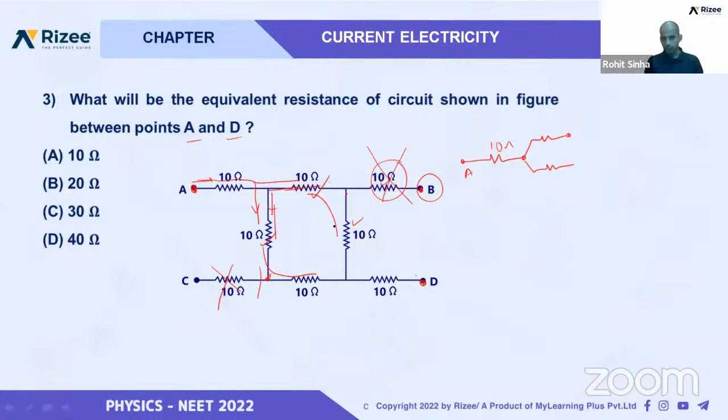This 10 ohm and 10 ohm are in series. That means we can say 20 ohm, 20 ohm, and they are in parallel. They are meeting here. Then again a 10 ohm resistance and we reach point D. Again a 10 ohm resistance and we reach point D here. You find the equivalent and you will get the answer. 20 and 20 in parallel is equivalent to 10, then 10, 10, 10 in series. What will you get? You will get 30 ohm. 30 ohm will be the answer.